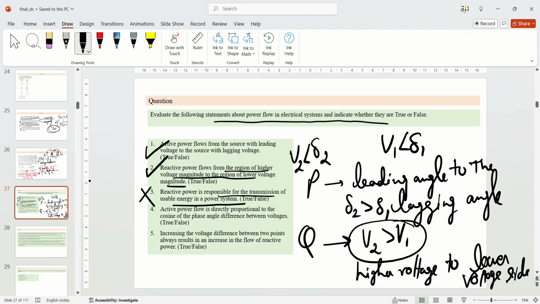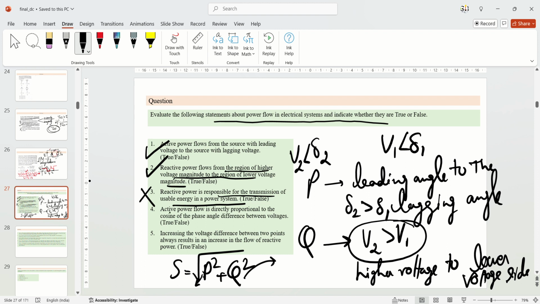Reactive power is responsible for the transmission of usable energy in the power system. That is false. Reactive power is not a kind of utility, because S is the root of P square plus Q square. If you have a higher reactive power component, P will always drop down. So this is not a utilized part.